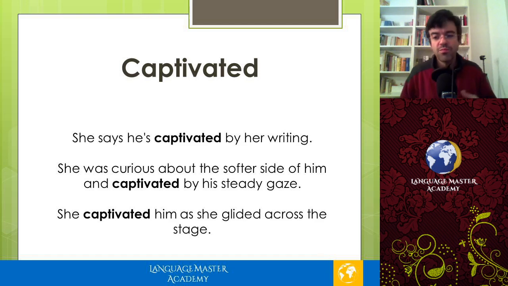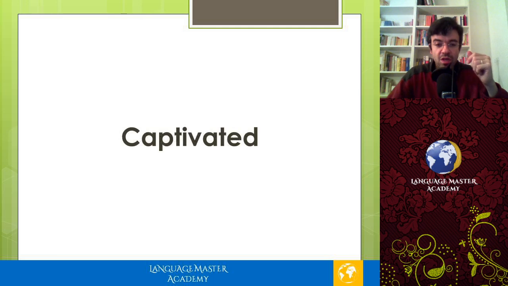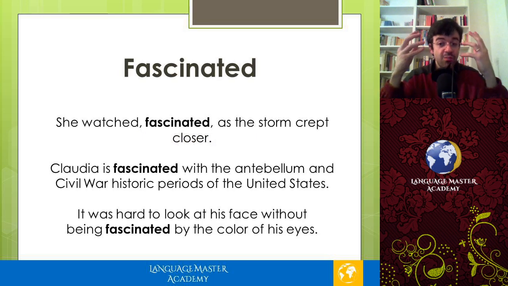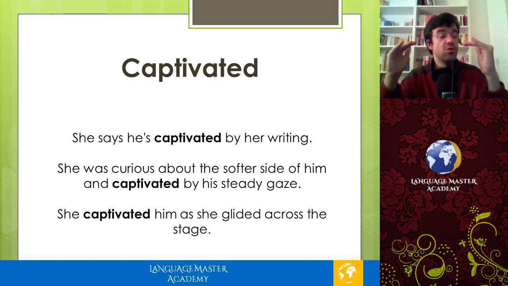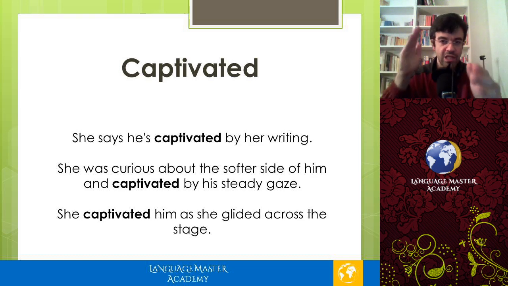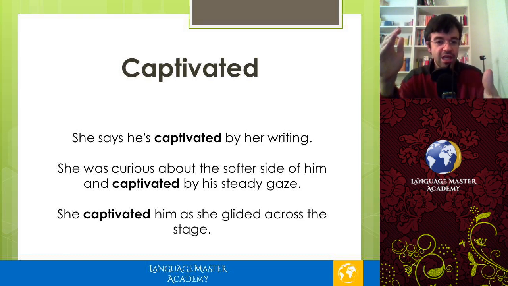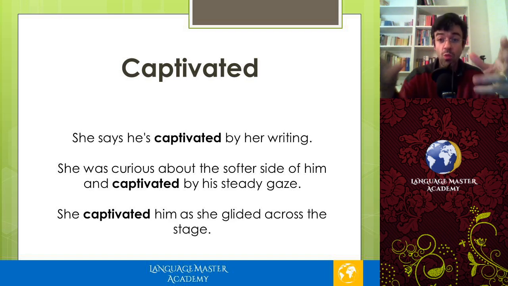Okay, I'm captivated. Again, she was curious about the softer side of him and captivated by his steady gaze. Okay, in the first example, the girl was fascinated by the color of his eyes. In this case, there is no aesthetic question. There is a simple, standard, average fact. He has a steady gaze. You mean when something has a penetrating gaze and somebody stares straight into your eyes, and I don't stagger, okay? I don't look away or anything. I just look at you straight in your eyes. You know, that kind of people. And the way he looks steadily at her is somewhat captivating, okay?